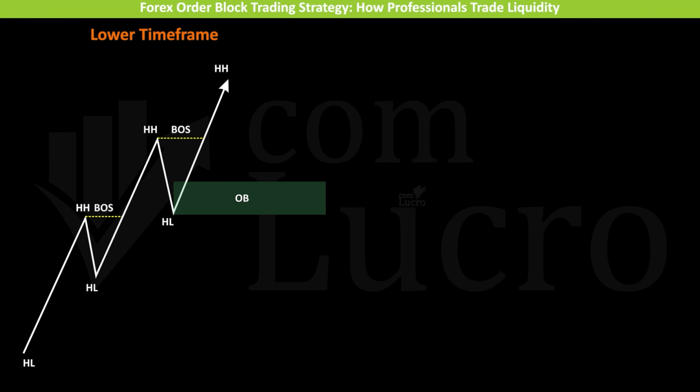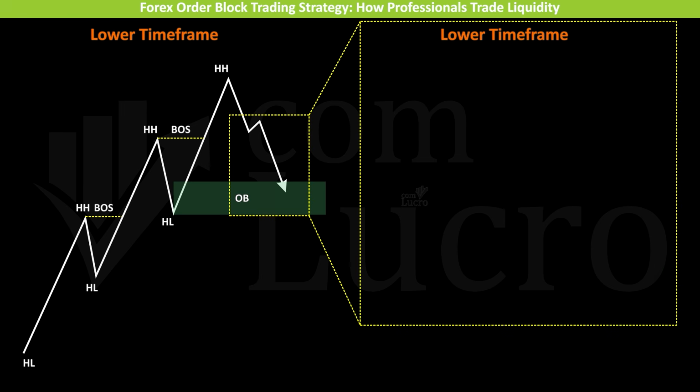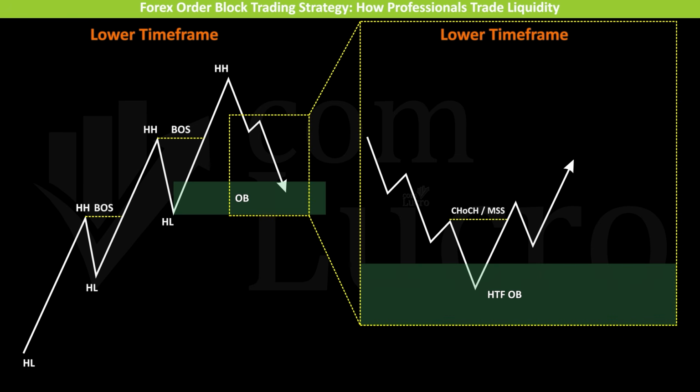We wait for price to reach our higher time frame order block. Then, we look for a change of character on the lower time frame, which occurs when price breaks above a swing high. This confirms that the short-term downtrend has ended and that buyers are now taking control of the market.